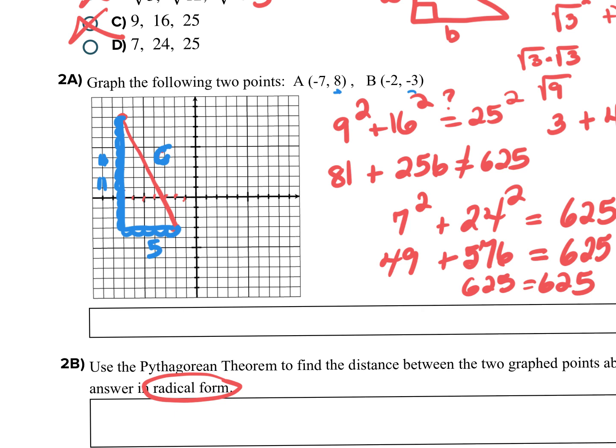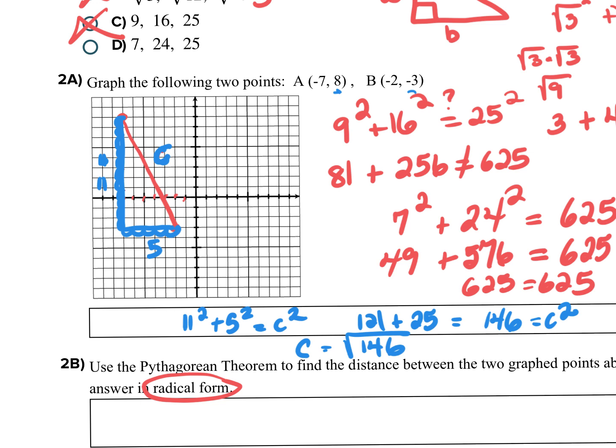So we've got 11 squared plus 5 squared equals C squared. 11 squared is 121 plus 25, because 5 squared is 25. 121 plus 25 gives me 146, and that equals C squared. Now, to get C, remember the last step is to take the square root of 146.